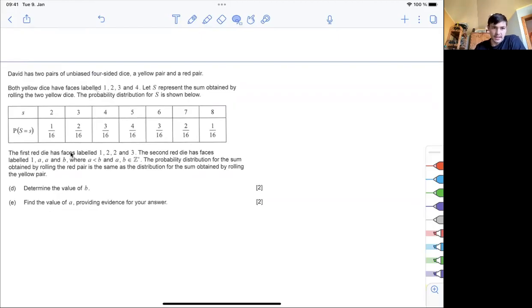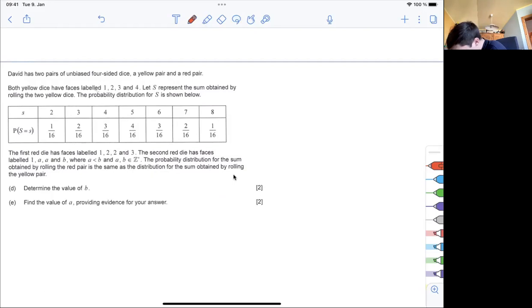The first red die has faces labeled 1, 2, 2, and 3. And the second red die has faces labeled 1, A, and B, where A is less than B, and A and B are both elements of the positive integers. The probability distribution for the sum obtained by rolling the red pair is the same as the distribution for the sum obtained by rolling the yellow pair. Okay, cool. And part D asks: determine the value of B.